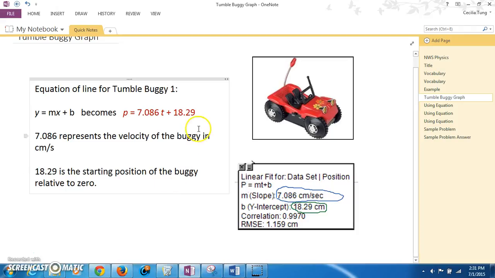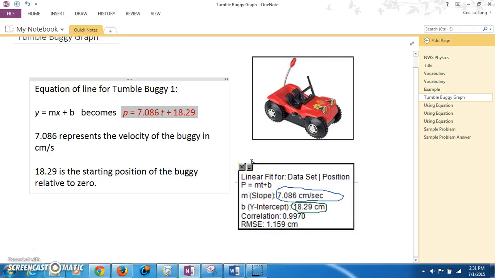So the final equation that describes our variables is this one here. P equals 7.086 t plus 18.29. Notice that I have replaced the variables y and x with p and t. It is important to write the equations in terms of the variables with which we are working.